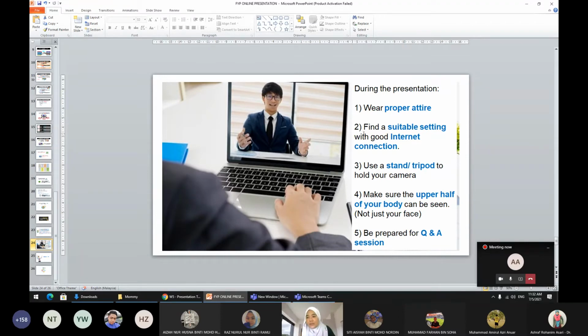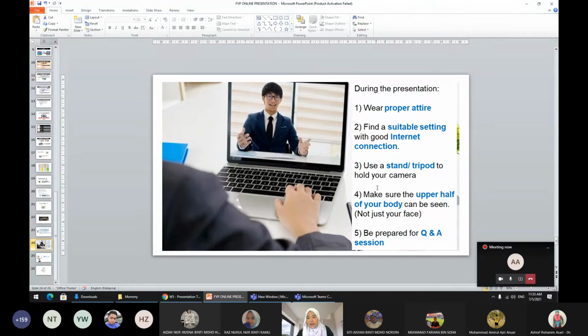Okay. So find a suitable setting just now. Make sure you adjust. Make sure you have a stand or tripod for your camera if you are using a smartphone. But if you are using a webcam attached to the PC or laptop, then I think you shouldn't have a problem. All you have to do is adjust first, look at the camera, how does it appear on the screen, and if it's fine, you are good to go.